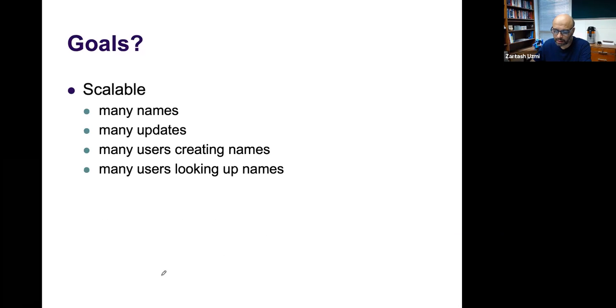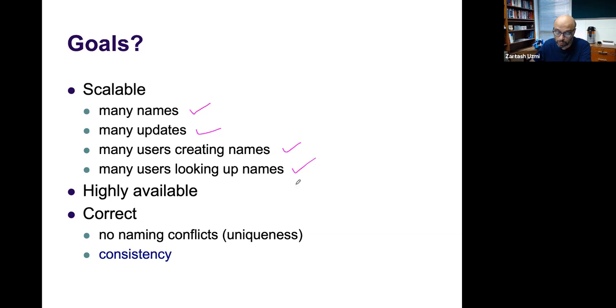So the goals are that it has to be scalable. There are many names, many updates and changes might happen, many users who will be creating the names, and many more users who will be looking up the names. And it has to be highly available. You can't say, sorry, I'm not available right now, so attempt some other time. It has to be available almost all the time, and it has to be correct as well. I don't want the translation to be happening to a wrong machine.